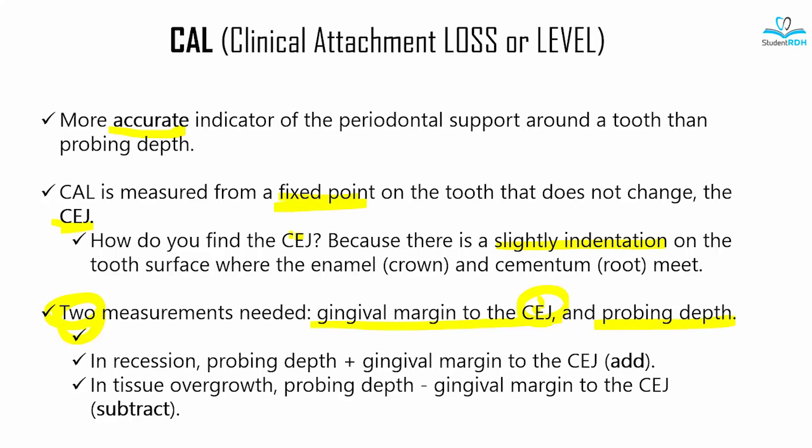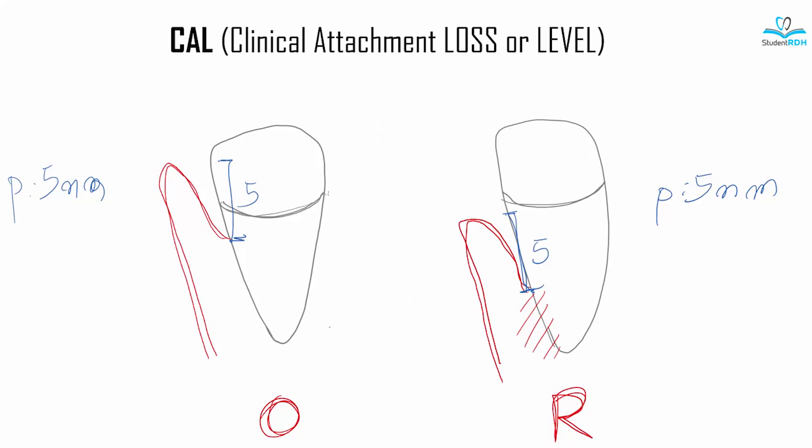And you have studied this already. You know that when there's recession, we add them. And when there's overgrowth, we subtract them. But let's just see again the example and understand why we have to do that. The assumption here generally is that when we have healthy gums, if we didn't have any problem, the base of the pocket, the base of the sulcus would be around the CEJ. Let me just draw it on this side as well. So that we would have not lost anything. But obviously, with different reasons, we start losing some attachment, and that's what the CAL helps us understand.